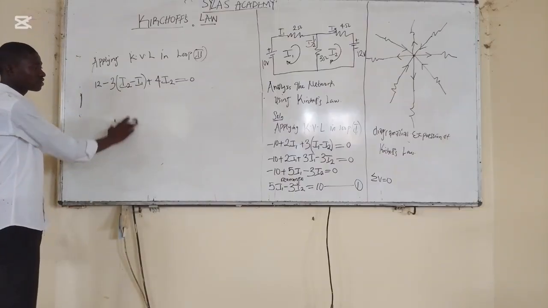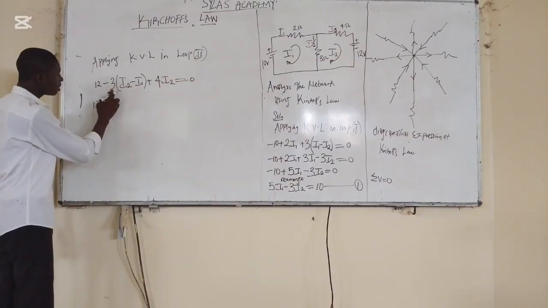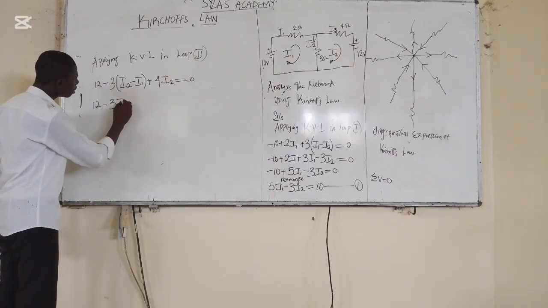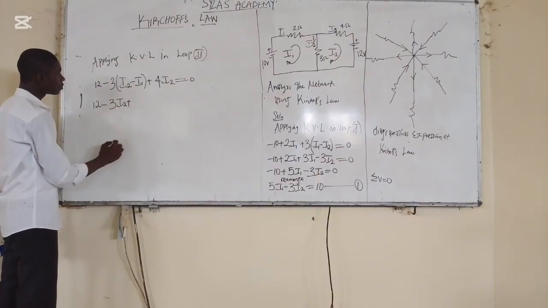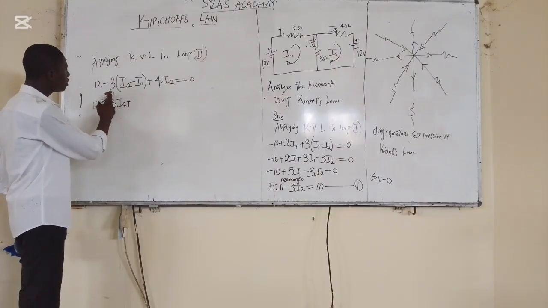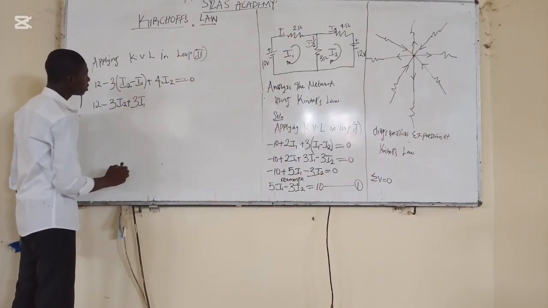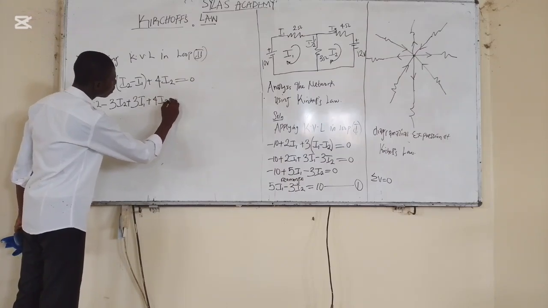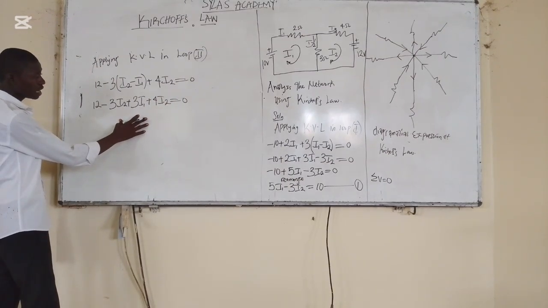Use the same process there. 12 minus 3 times I2 minus I1 will give you 3I2, minus, okay, minus times minus turns to plus. You have 3 times I1 gives you 3I1 plus 4I2, all equal to 0. You would collect your like terms, then you simplify.